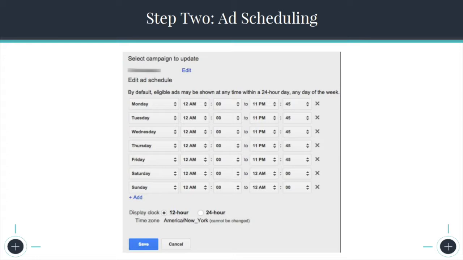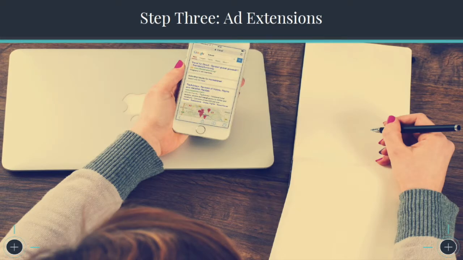This data can be gathered from the Dimensions menu tab. Let's talk about ad extensions, kind of the third step here in setting up. Ad extensions are great enhancements to the look and messaging of your ad that can be added without taking away from the already limited character count that you have.